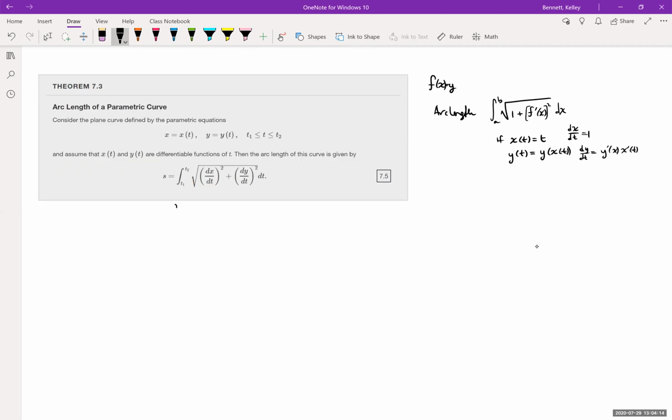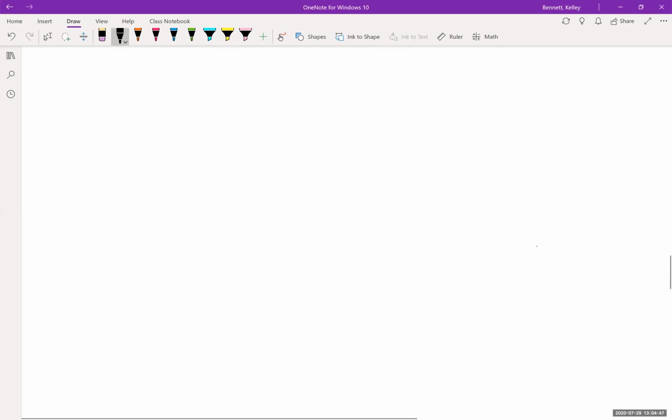So what we're really saying is that you go from your start time to your stop time, the square root of x prime of t squared plus y prime of t squared dt. So let's go ahead and compute some arc length.